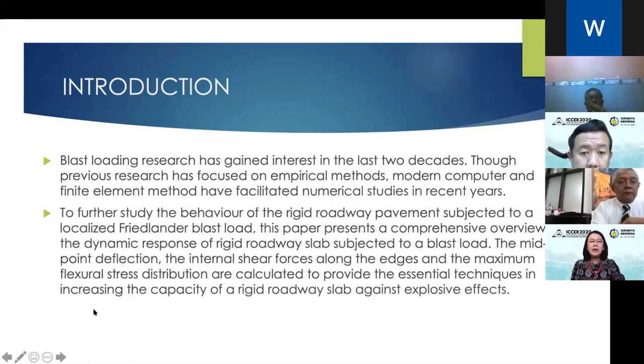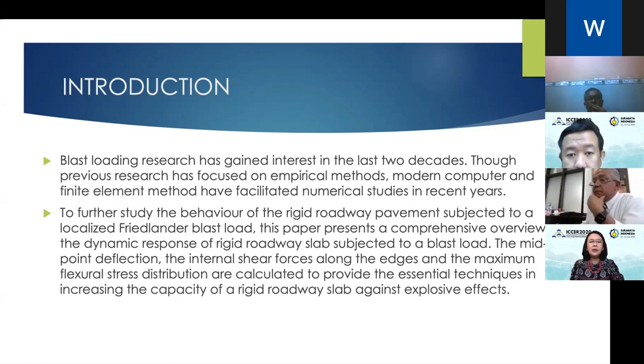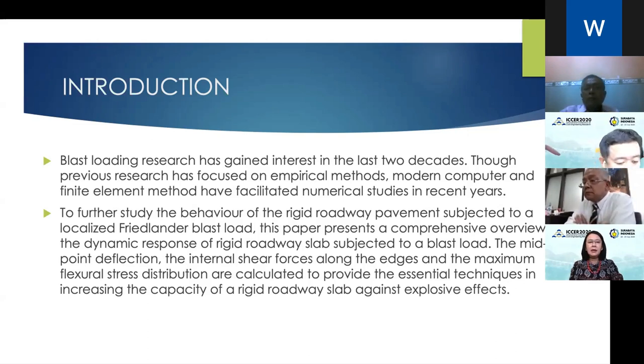Blast loading research has gained interest in the last 2 decades, though previous research has focused on empirical methods. Modern computer and finite element methods have facilitated numerical studies in recent years. To further study the behavior of the rigid roadway pavement subjected to a localized Friedlander blast load, this paper presents a comprehensive overview of the dynamic response of rigid roadway slabs subjected to a blast load. The midpoint deflection, the internal shear forces along the edges, and the maximum flexural stress distribution are calculated to provide the essential techniques in increasing the capacity of a rigid roadway slab against explosive effects.